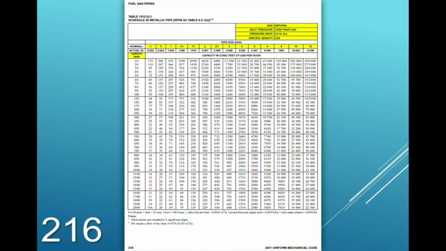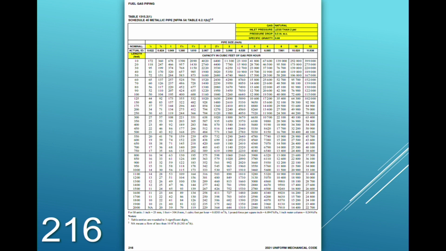Yep. Now, let's go back to 216. Look at the very top. What's the rule? Never look at a table till you first what? Read the name. Do you agree this is Schedule 40 metallic gas pipe? Agreed? What else do we have here? Top right. What kind of gas am I conveying through this Schedule 40? Natural. What is my inlet pressure? Less than 2 psi. And what is my pressure drop? 0.5 inch water column. Is that right?